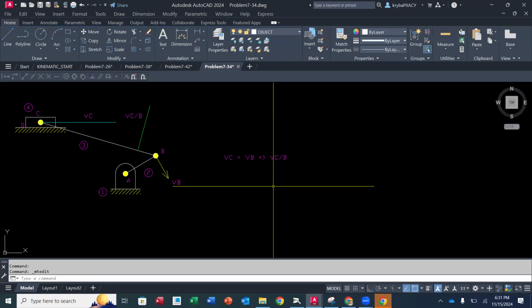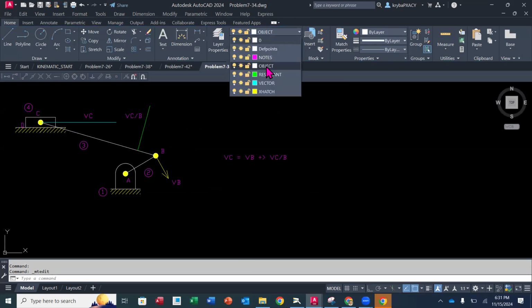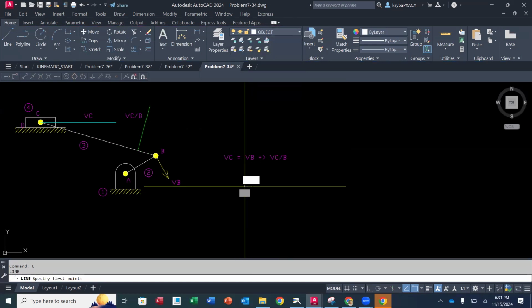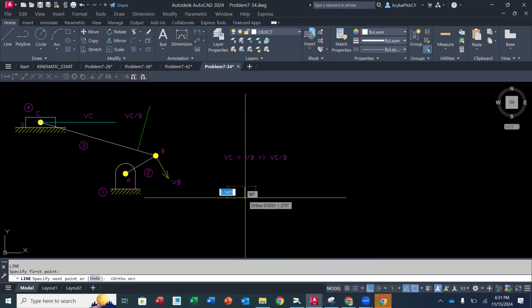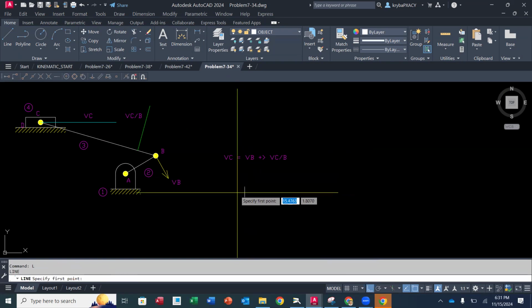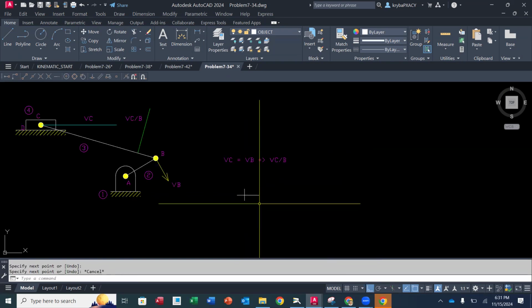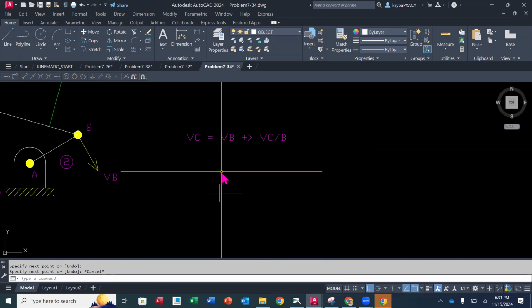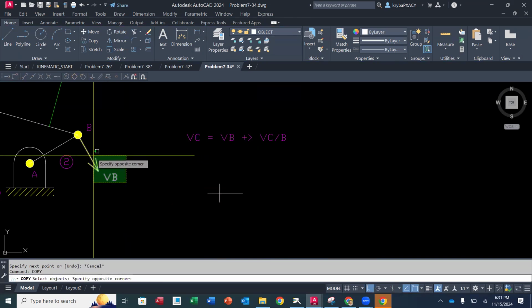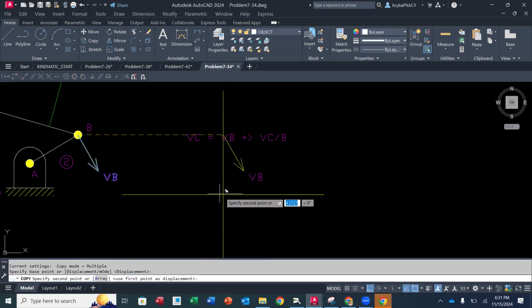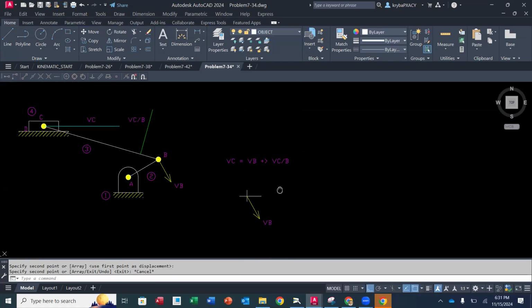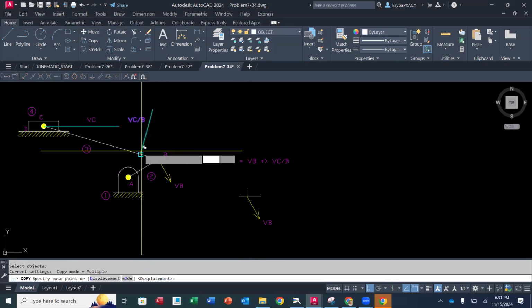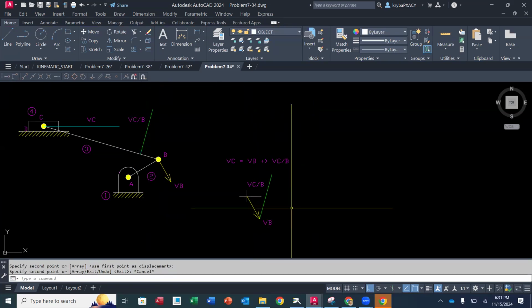Okay, so we're going to start with our origin. It doesn't have to be perfect. It just has to be a known or an obvious one. And I'm going to copy my velocity at B. It's going to start at my origin here. And I'm going to add the velocity of C relative to B to the endpoint here.